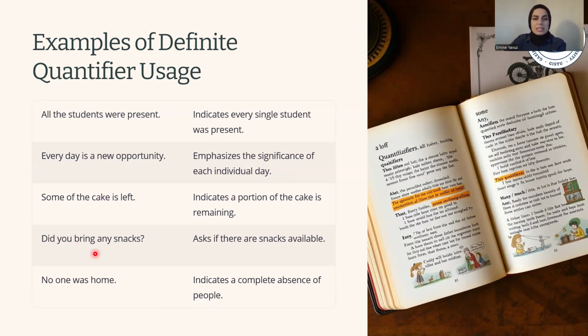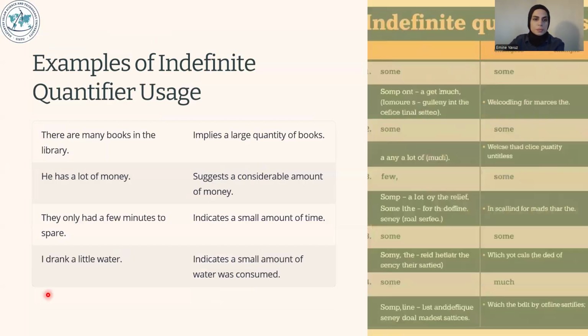Did you bring any snacks? Asking if there are snacks available. As we mentioned before, we use any in negative sentences and question sentences to ask about something or to say if there is anything available or not. No one was home indicates a complete absence of people. You go home and there is no one at home.